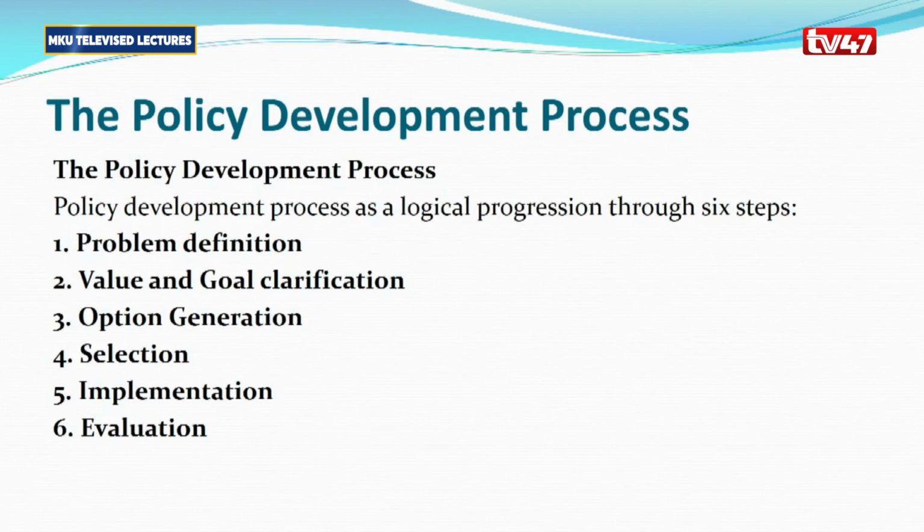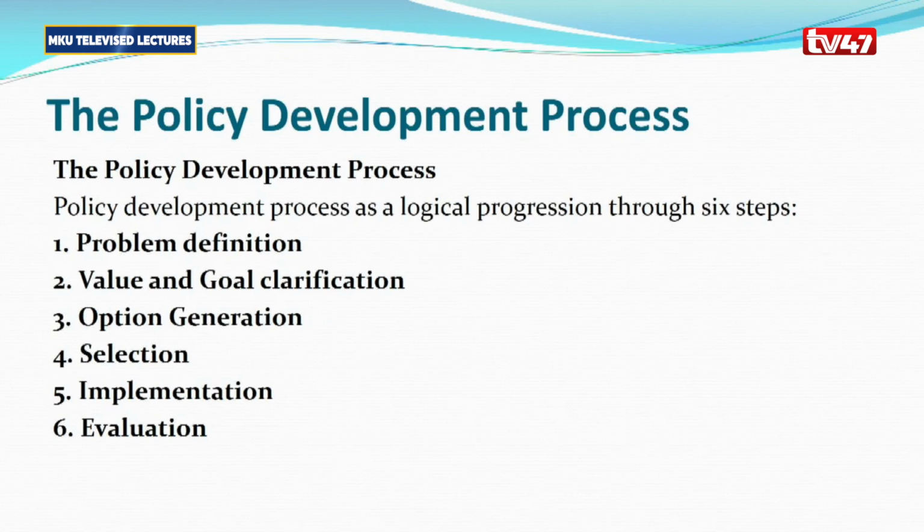Number 2, there is a value and goal clarification. All right, we need to clarify our goal. Number 3, there is the option generation. There could be alternatives. Yes, we could be writing that this is the cause, or this is the problem, or this is the solution, but there could be other alternatives. So what is our option? What is our alternative? What are the options that we have? What are the priorities that we have?